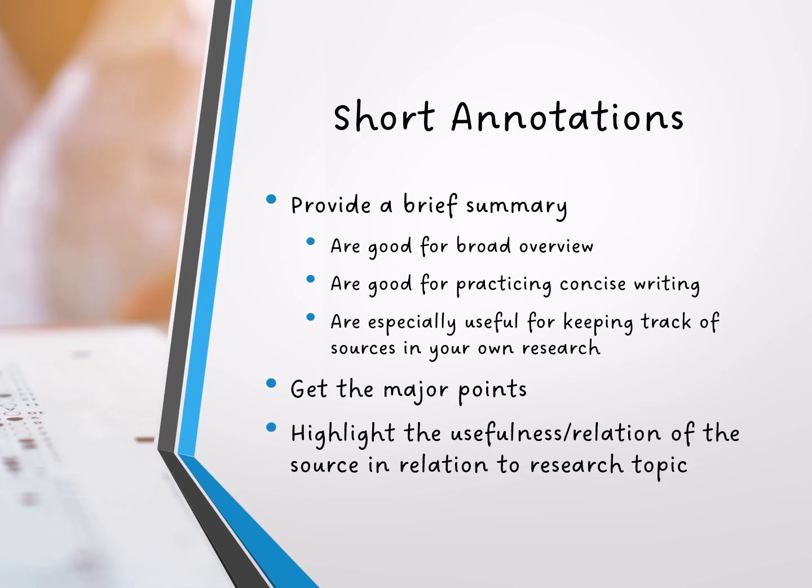Okay, so short annotations, because sometimes when you're making annotations, it can be on a much longer text. But if it's a short annotation, you want to make sure you got a brief summary. It gives you a broad overview of what that article is about. It's good for practicing concise writing, where you may be limited to only 250 words. And sometimes we have a tendency to go over that. So this way you can practice how to shorten your writing but still get the same message across. Okay? And last but not least, it's just really useful for keeping track of all the sources in your research.